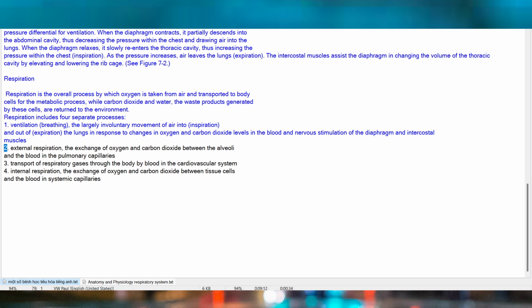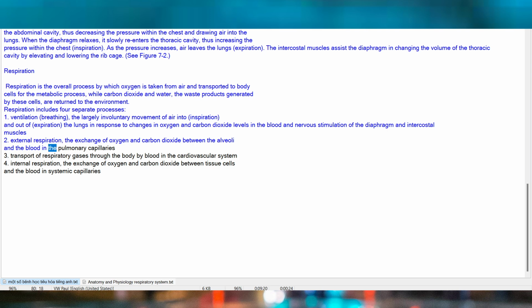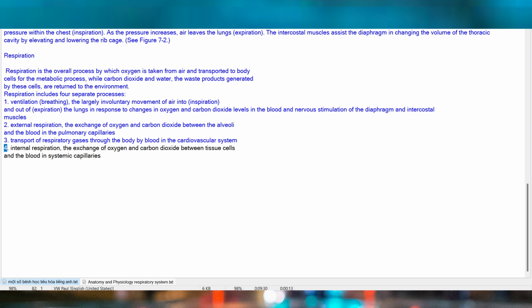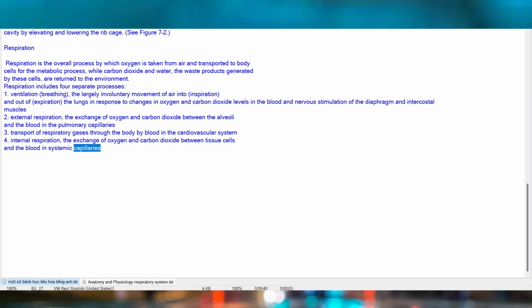2. External respiration, the exchange of oxygen and carbon dioxide between the alveoli and the blood in the pulmonary capillaries. 3. Transport of respiratory gases through the body by blood in the cardiovascular system. 4. Internal respiration, the exchange of oxygen and carbon dioxide between tissue cells and the blood in systemic capillaries.